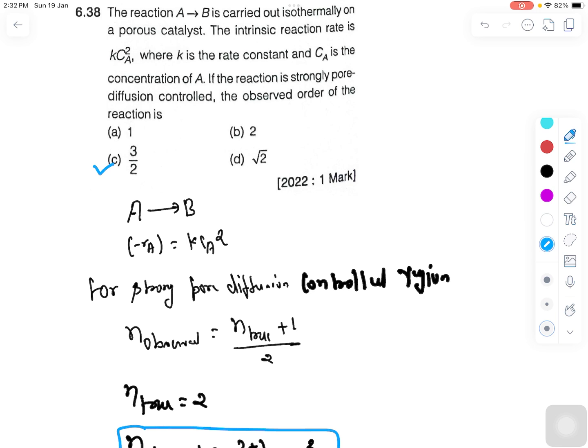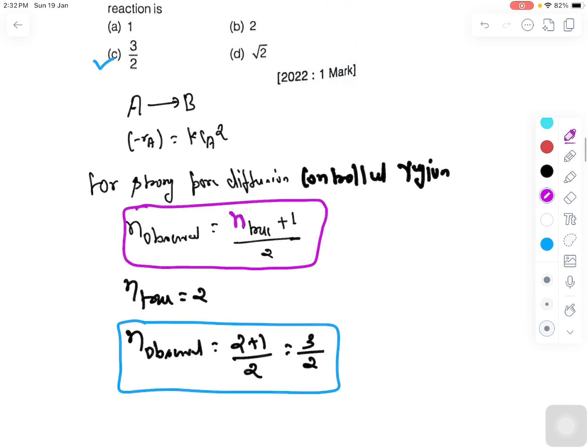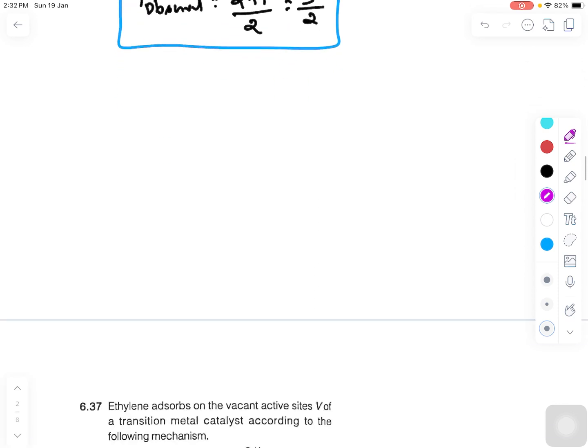Here you have to remember this formula. If you are able to remember this formula, then the problem will be very easy for you. And this formula is only valid for the strong pore diffusion control region, right? Okay, so now I'll be moving towards the next problem of today's discussion.